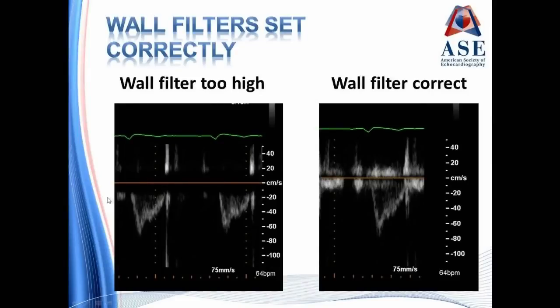Here the wall filter is set too high, so we're missing true lower velocities of the blood flow. Here the wall filter is set correctly. We get a little bit of the wall motion, but we can clearly see the entire spectral Doppler envelope of the red blood cell flow.